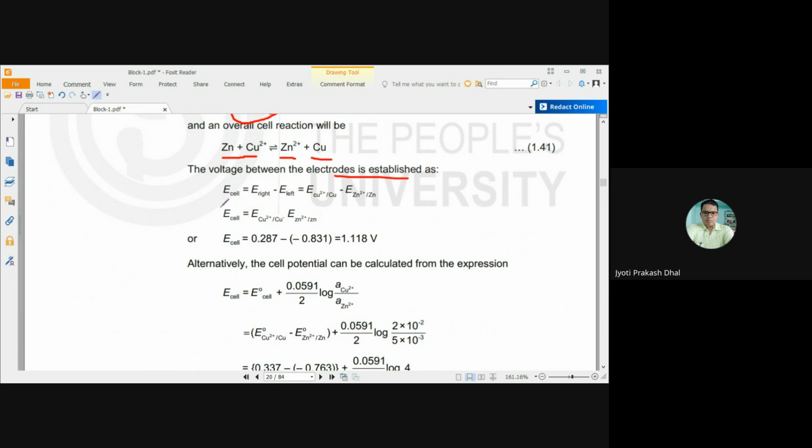The voltage difference between the electrodes, E cell, equals E right minus E left, that is E copper half cell minus E zinc half cell. Already we have calculated the electrode potential of the copper half cell as 0.287, and the electrode potential of the zinc half cell as minus 0.831. So E cell equals 0.287 minus (minus 0.831), and overall that becomes 1.118 volt.